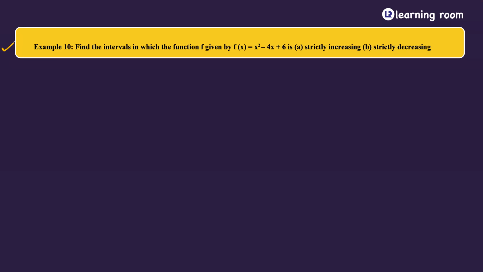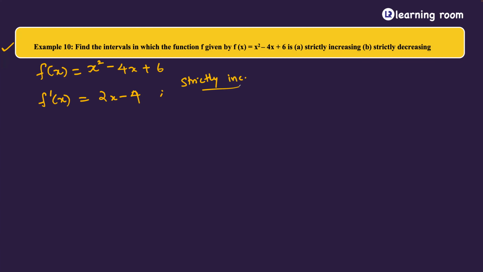Example 10. Find the intervals in which the function f given by f of x is equal to x square minus 4x plus 6 is strictly increasing and strictly decreasing. So what is f dash of x? It is 2x minus 4. So for strictly increasing, what we can do is f dash of x will be greater than 0, which implies 2x minus 4 is greater than 0, or I can say x is greater than 2.